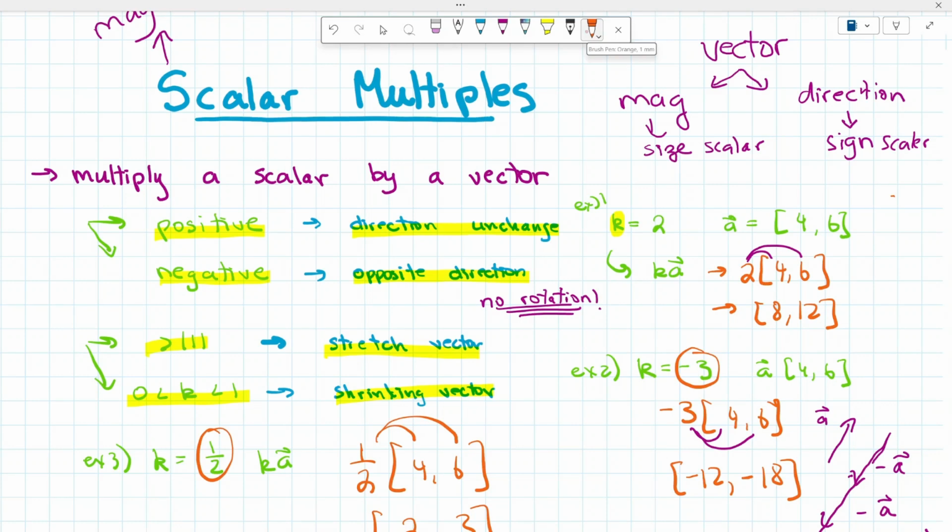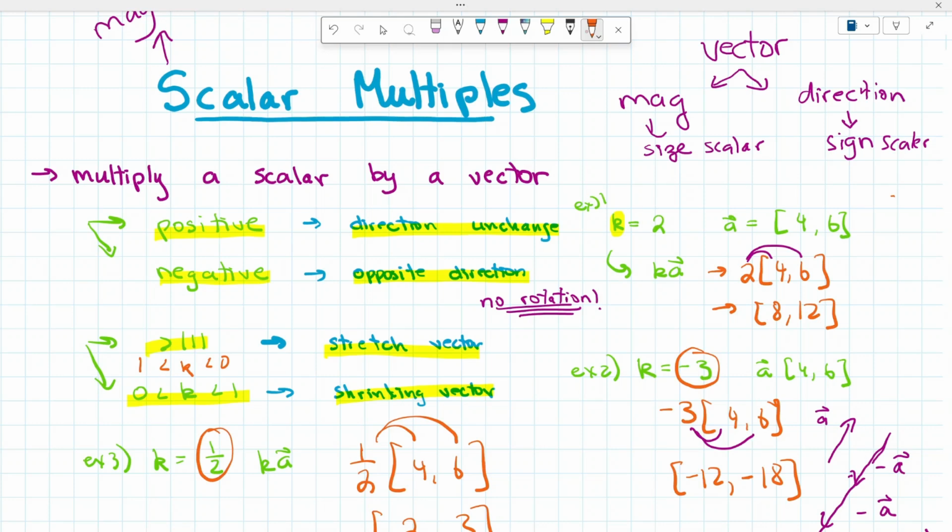So, when we say greater than 0 and less than 1, this can also be the same in the negatives. So if k is, what would that be, less than 0 but greater than negative 1, again, that would be shrinking it just in the opposite direction.